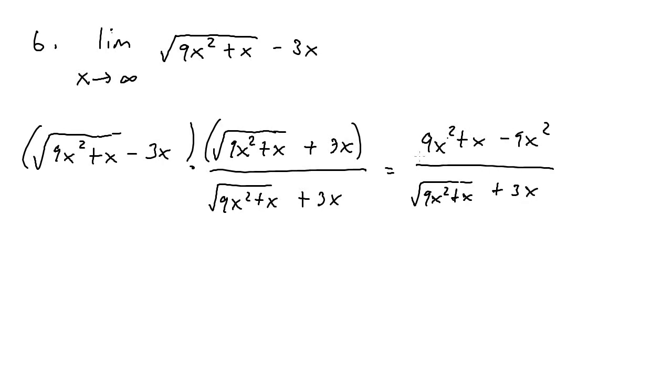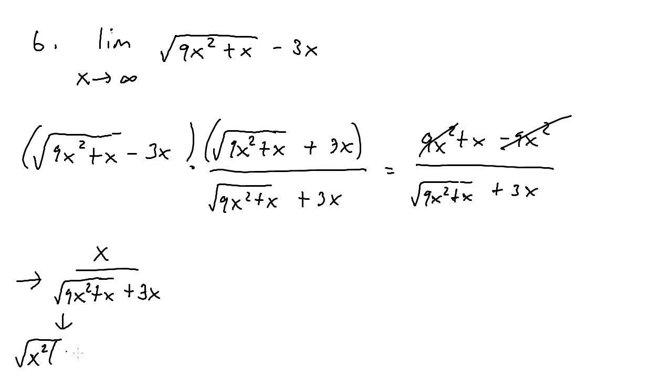So realize the positive 9x squared and negative 9x squared will cancel. And so rewriting, what's left is x over the square root of 9x squared plus x, and then plus 3x. So now I can simplify this even further by factoring out an x squared from inside of the square root. So I'm going to just focus on the square root right now and rewrite it as a square root. Once again, I'm going to factor out x squared, so x squared times 9 plus, when I factor out x squared from x, it's just going to be 1 over x.